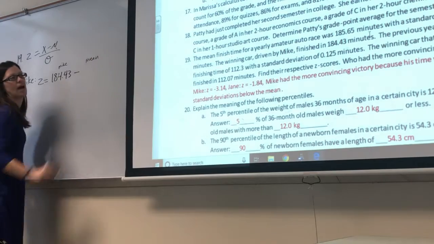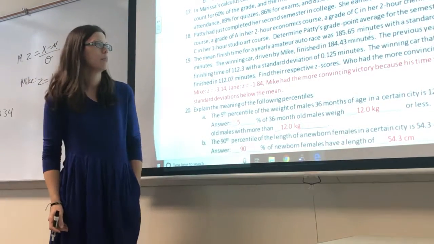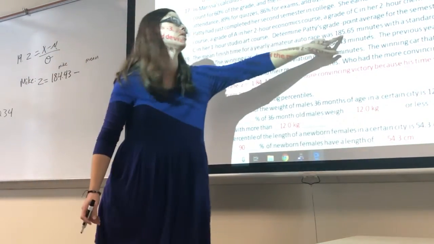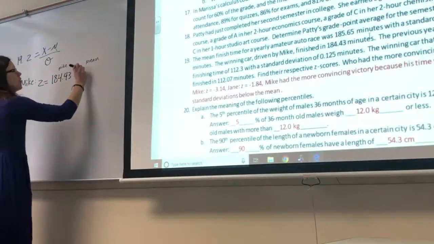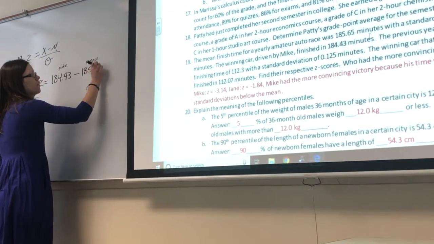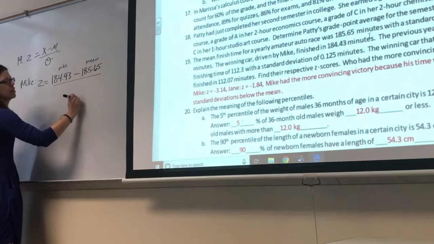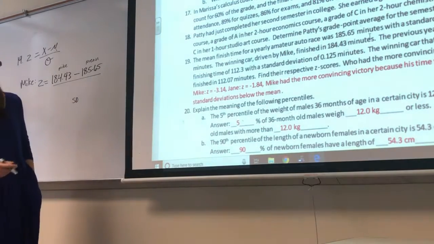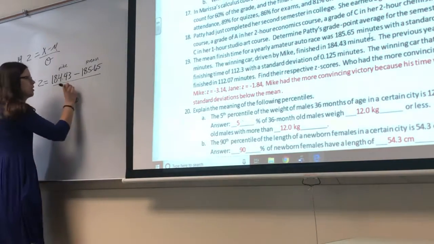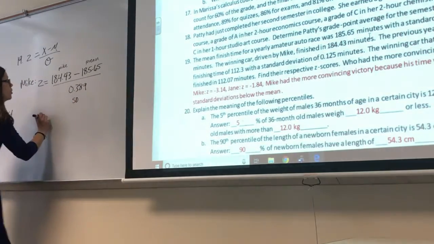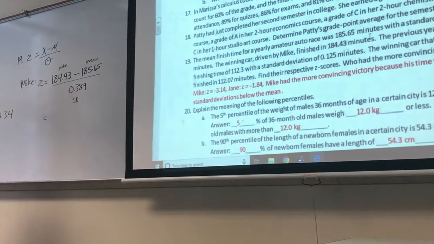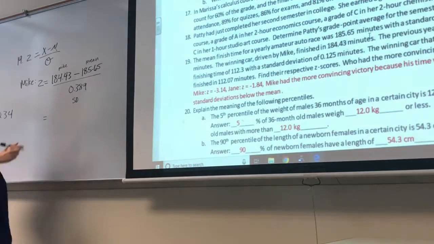Here's the mean or the average. The mean was 185.65. And then the standard deviation for Mike, which was 0.389. Put that into your calculator. You should get negative 3.14.